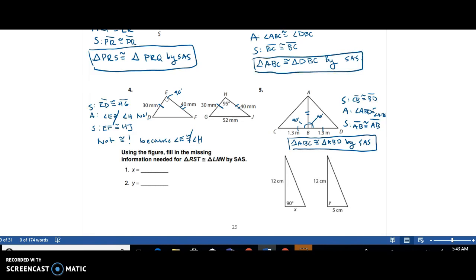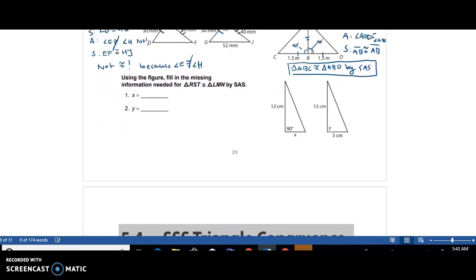Okay, next one. A little different, but using the figure, fill in the missing information needed for triangle RST to be congruent to triangle LMN by SAS. So you are going to have a question that's similar to this on your quiz, so I want you to pause the video and try this one out. See if you can get it. I think you can, because we've looked at these a couple times. So it needs to be congruent by SAS. What does the value of X and Y need to be?